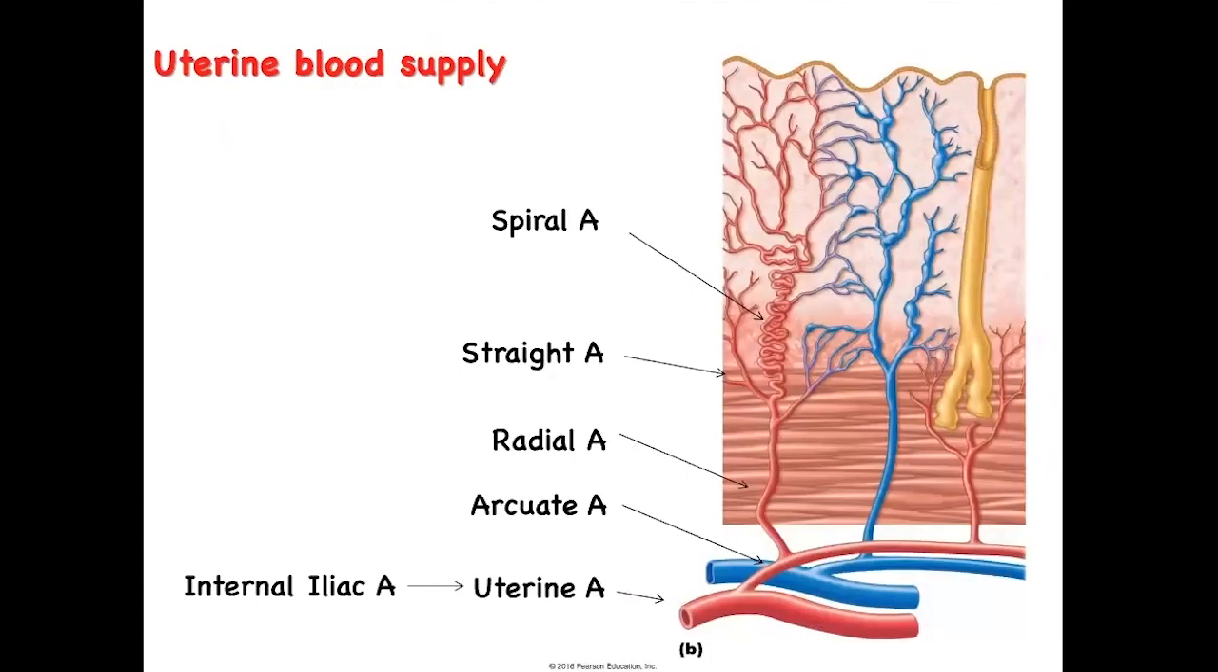The main blood vessel supplying the uterine wall is the uterine artery, which is a branch off of the internal iliac artery. This blood vessel continues to branch until ultimately you get to the spiral artery. The spiral artery supplies the functional layer of the endometrium.